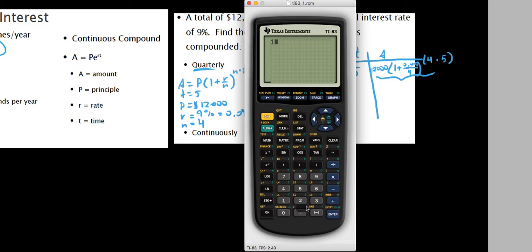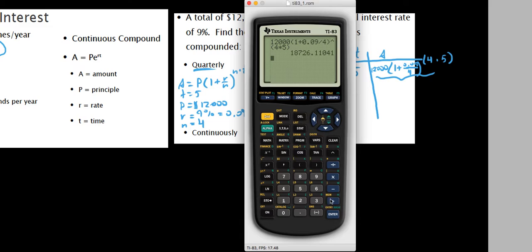Okay, so we have 12,000, and this is just going to mean we're going to have to use our parentheses wisely here. We have 1 plus 0.09 divided by 4. Now notice on the inside here, I didn't put parentheses around this fraction because on the inside of my parentheses, my calculator is going to do the division before it does this addition, so we can get away with it. But we say this is to the power of, now I do need parentheses around my exponent because I do need it to do the 4 times 5 before it raises this base to that power.